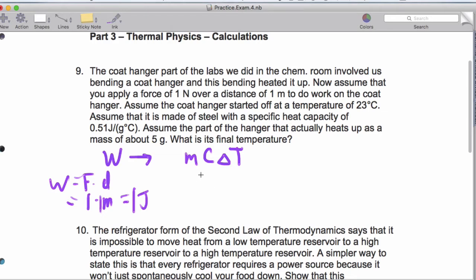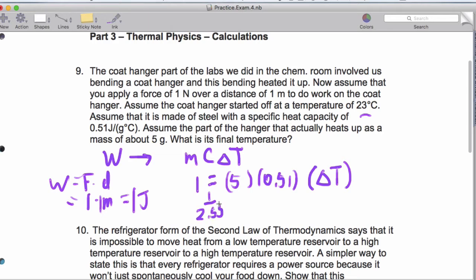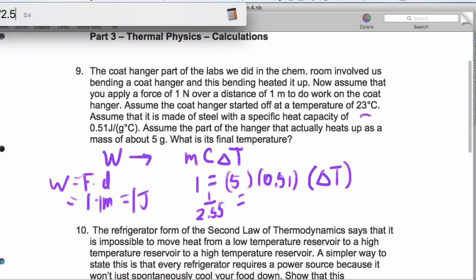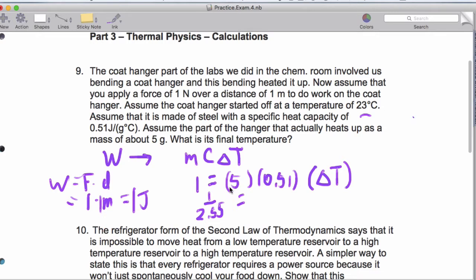So let's get that temperature change. So I've got 1 joule equals, I've got 5 grams here. C is 0.51, and delta T is going to be T final. You know what? I'm going to just calculate delta T like this and then add it to the 23 at the end. So when I actually do this, this is going to be 1 divided by 2.55. And 1 divided by 2.55 is about 0.4 degrees Celsius.